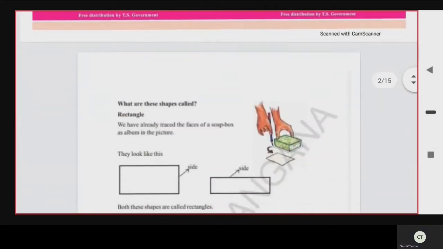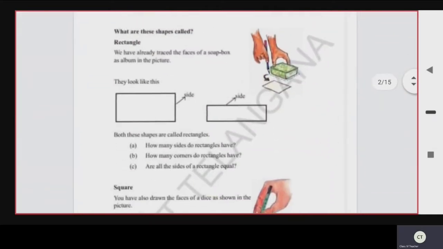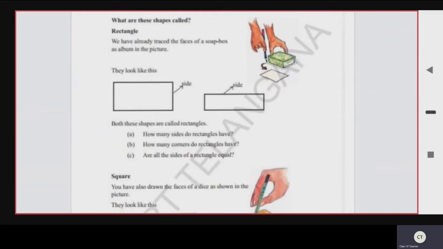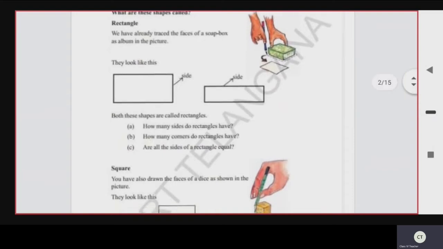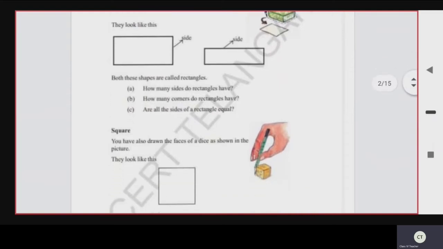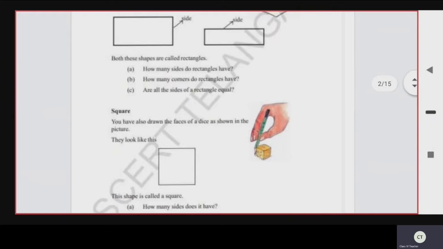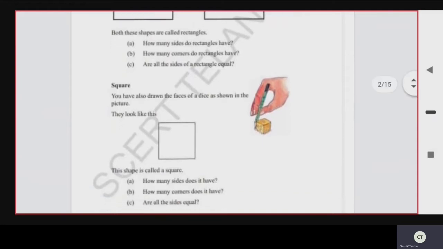So let us see. Firstly, what do we have? What are these shapes called? Yes, you can see the diagram. We have already traced the soap box here. What shapes do we get here? When you trace the soap box, how many faces? Six faces we have. Yes or no? So all the faces are in the shape of a rectangle. Now the down one is the cube, dice. When you trace a dice, all the shapes are in the form of a square.